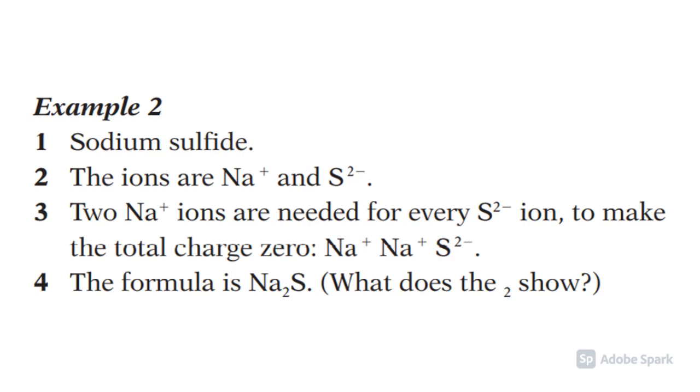What happens when the charges are different? So let's take the example of sodium sulfide. Sodium has a plus charge and sulfide has a 2- charge. Now 2 sodium ions are needed for every sulfide ion to make the total charge 0. So the formula is Na2S.